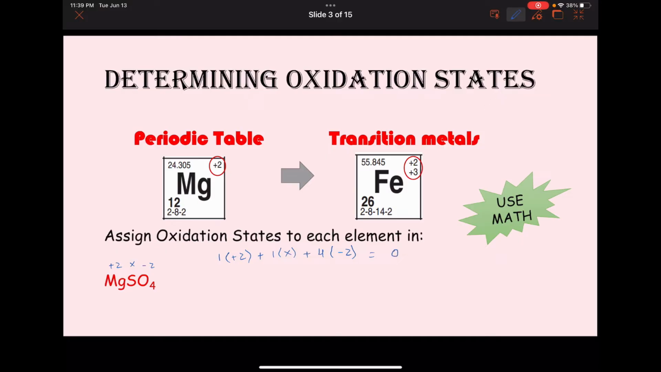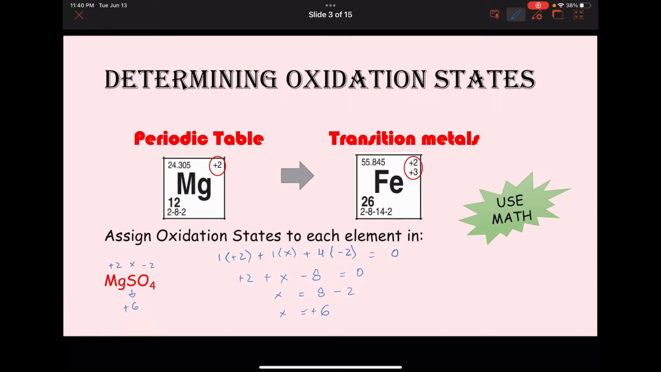Let's just do the math. We basically have +2 plus X minus 8 equals 0. If we want to solve for X and we bring the -8 and the +2 to the other side, it becomes 8 minus 2. That's going to be +6. So the charge of sulfur, the oxidation state of sulfur in this case, is +6.